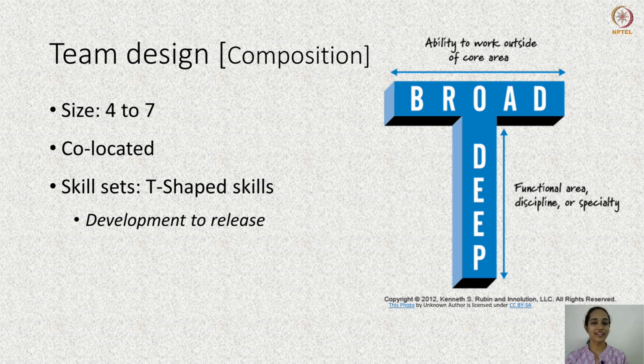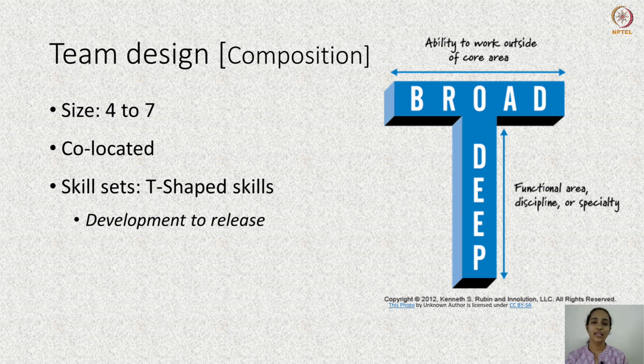So, what kind of skill sets should members of agile teams have? Like I said in the definition, members of agile teams should have complementary skills. That is, they should not only be good at doing their own work, but should be able to complement the work which other members in their team are doing. This kind of skills are called T-shaped skills.